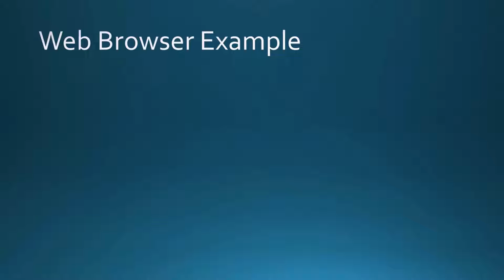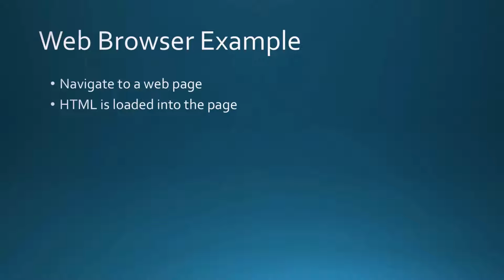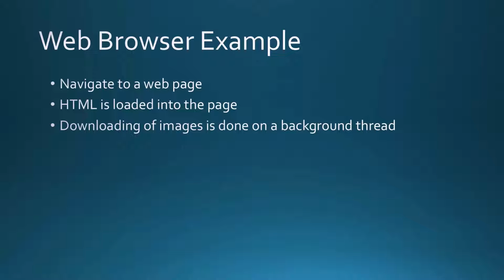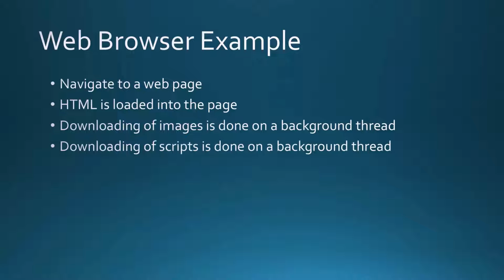To put it in some context, think about a web browser where you navigate to a web page and the HTML just seems to come up right away, and then maybe other things fill in. Well, that's because downloading of images is actually done on a separate thread. So the HTML comes down on one thread, the images are loaded on another thread. Maybe you're downloading some scripts, that could also be done on another thread. Now, there are only so many threads available within a web browser, but this is how it works behind the hood. Normally, our internet is so fast these days, we don't even know this is happening.